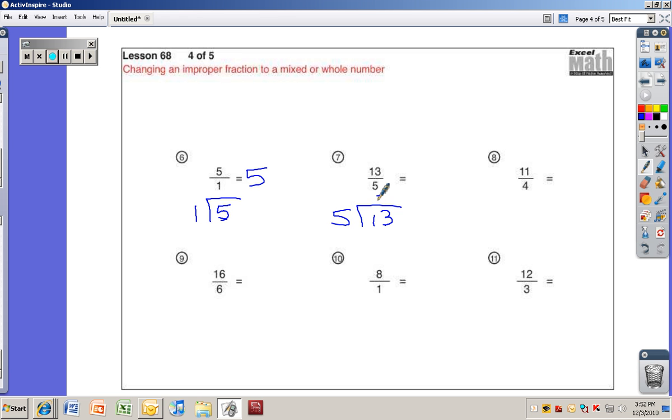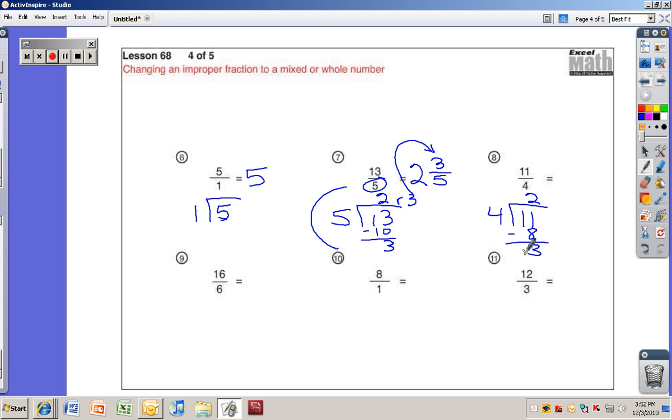This one is the same thing as 13 divided by 5. 13 divided by 5 is 2. 2 times 5 is 10. Again, you don't need to write all this. You can just do it in your head. 13 minus 10 is 3, so you have a remainder of 3. So this answer is 2 and 3. The remainder comes up here, 3, and we keep the same denominator, 2 and 3/5. This is 11 divided by 4. 4 goes into 11 2 times. 2 times 4 is 8. 11 minus 8 is 3. So it's 2 remainder 3, or 2 and 3/4. Again, keep the same denominator there.